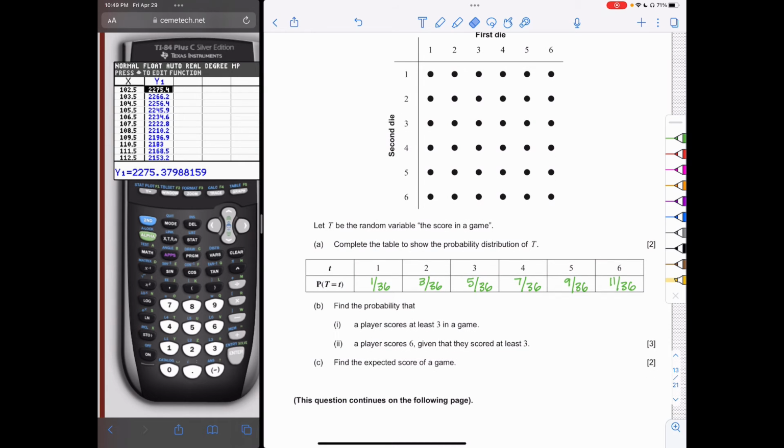So it says find the probability that a player scores at least 3 in the game. So that means 3 or more. So the way that you can score 3 or more is that you can have the values for the 3, 4, the 5, and the 6 here. So all of these ways that are highlighted are ways that you can score 3 or higher. So if we know that there are 36 possibilities, I already know that 36 minus 4 is 32. So basically, I have 32 out of 36.